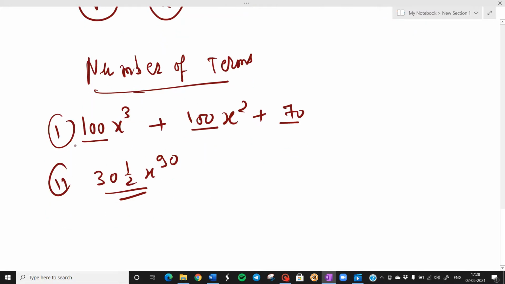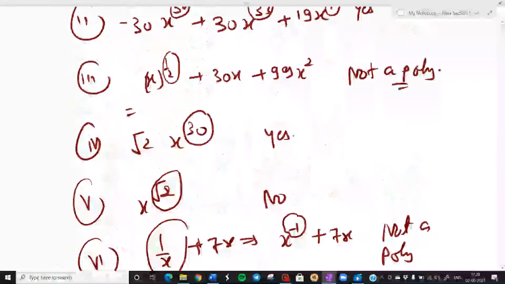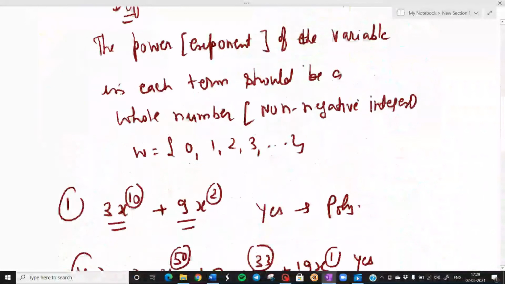Next example for you: I'm writing here 30x minus 30. These are two terms. Here there is only one term. In this case, how many terms are there? There are three terms. So terms are separated by the sign plus or minus. Now the next point is degree of a polynomial.